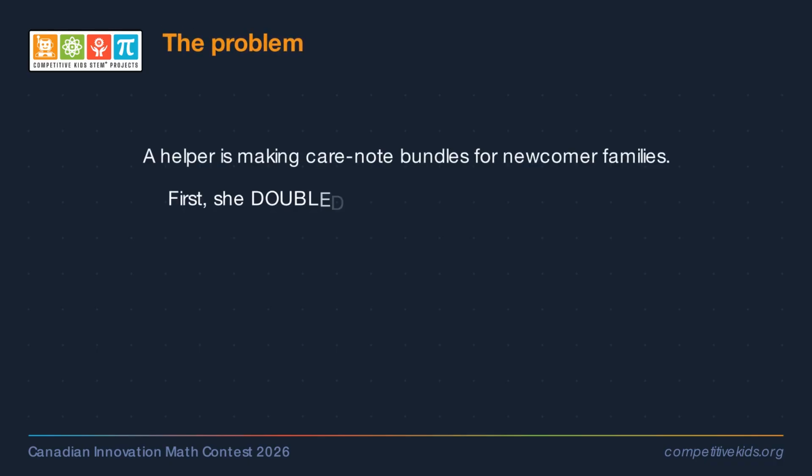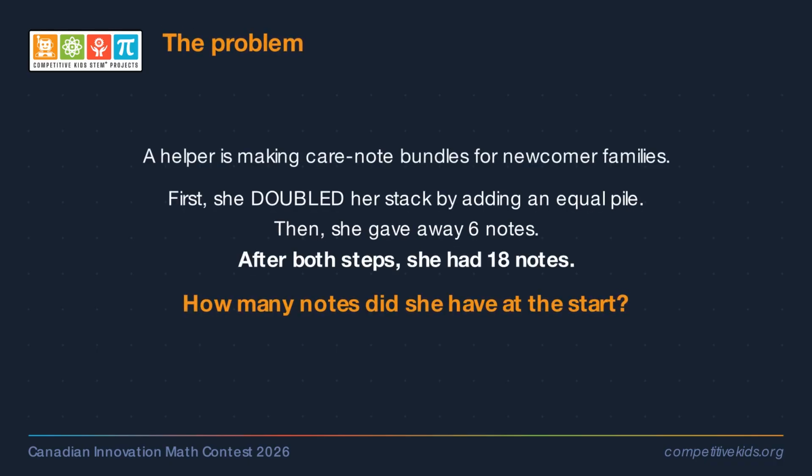Helper is making care note bundles for newcomer families. First, she doubled her note stack by adding an equal pile. Then she gave away 6 notes. After both steps, she had 18 notes. How many notes did she have at the start?